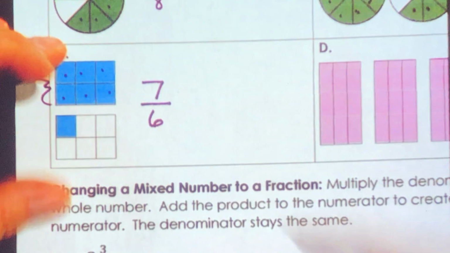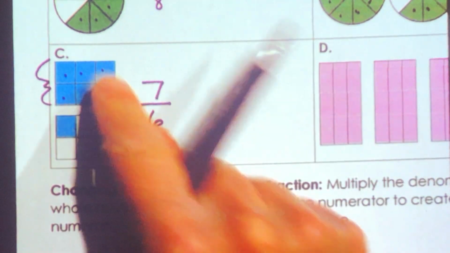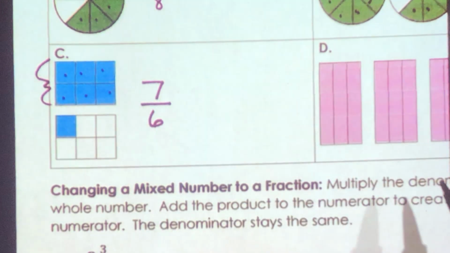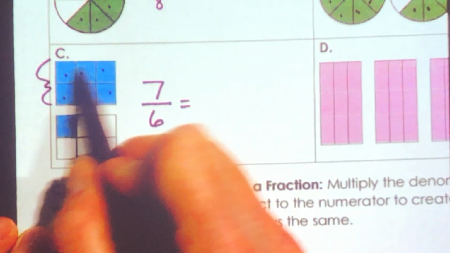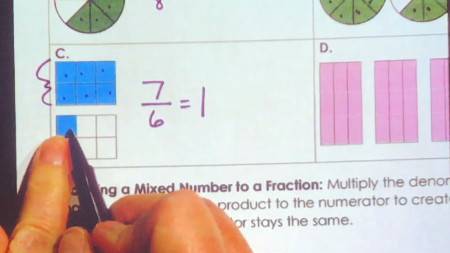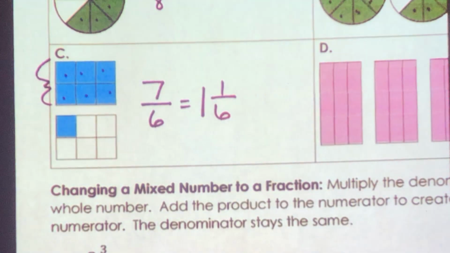So this entire picture can be represented as 7/6 because I have 7 pieces and each whole is broken up into 6. I could also say, as a mixed number, that I have one full rectangle and 1/6 of another. So 7/6 and 1 1/6 are equivalent.